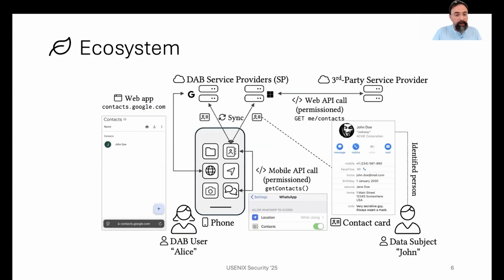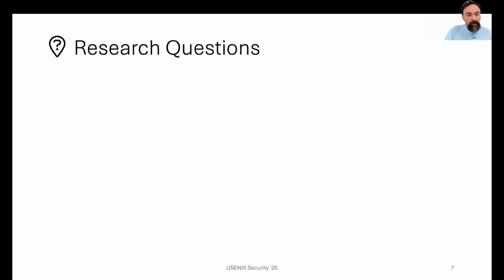This figure here gives a simplified overview of the DApp ecosystem. Here, Alice is a DApp user who stores personal information about others like John on her phone. And this data is often synced with service providers like Google or Apple and may be accessed by third-party apps like WhatsApp through permissioned APIs. So John, the contact, doesn't need to be a user himself. His data may be shared without his knowledge or consent. If you are interested in the technical details, including encryption practices and the full threat model, please refer to the paper.